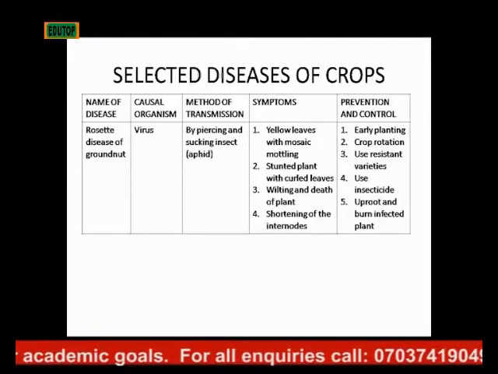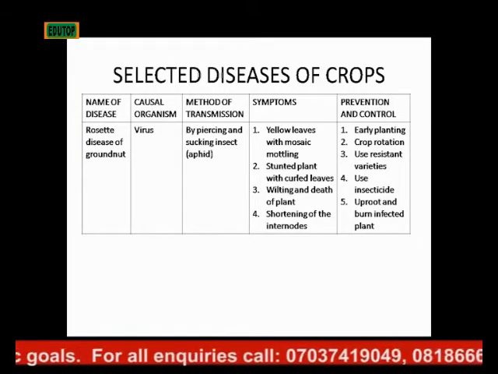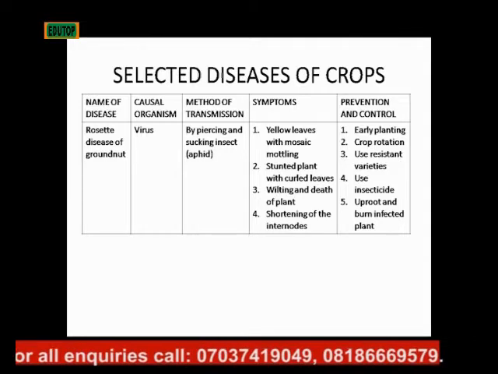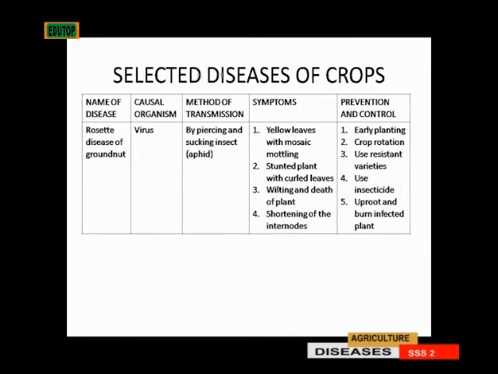Plant early, then do crop rotation, use resistant varieties, use insecticide, then uproot and burn infected plants.